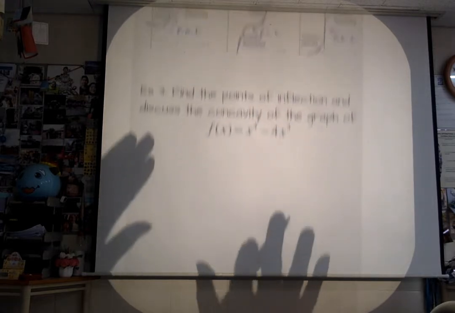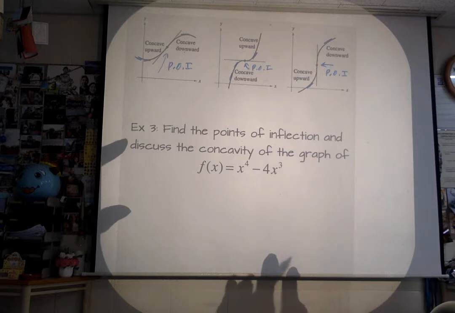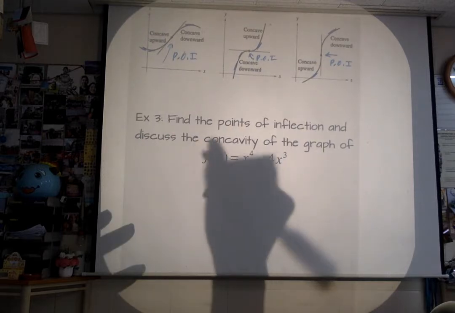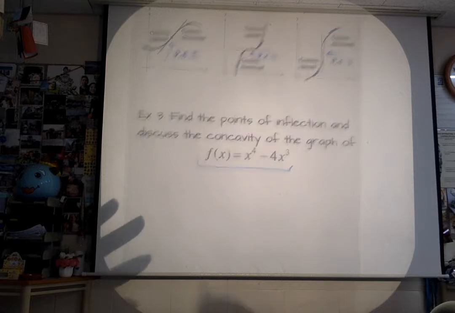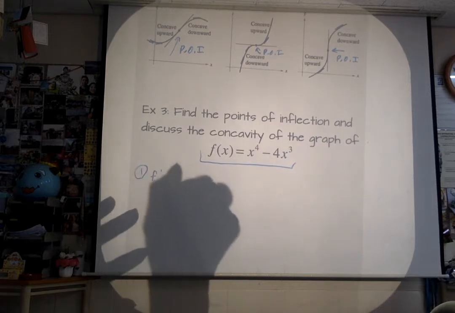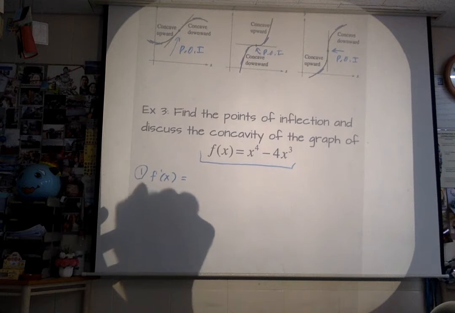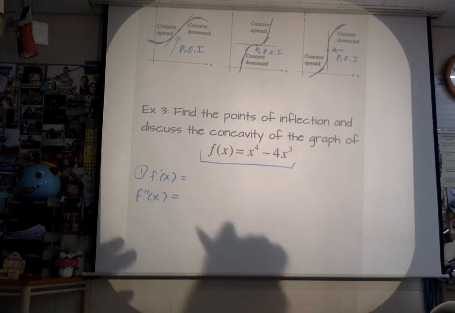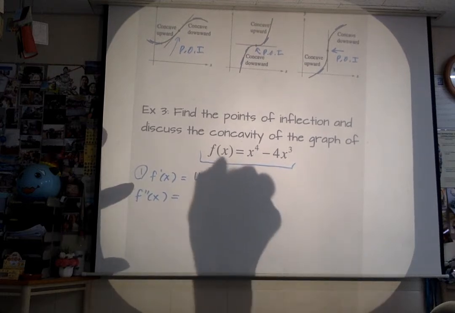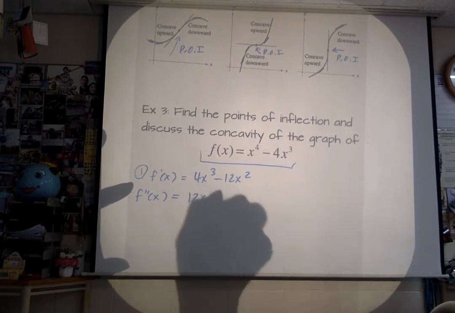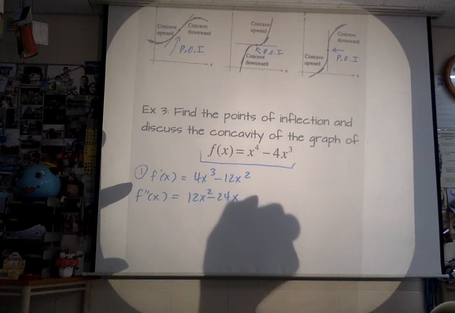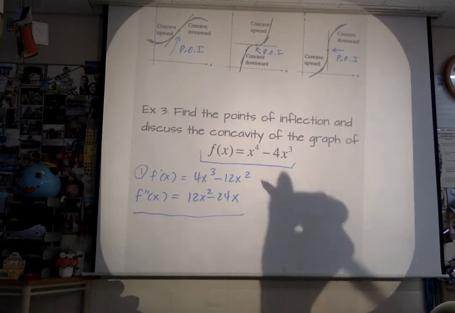All right, find the points of inflection and discuss the concavity of the graph of f of x equals x to the 4th minus 4x cubed. The first step, always find your derivative and your second derivative. Your first derivative, you should have got something like this. Your second derivative, did you get something like this? Yes? That's our first step.